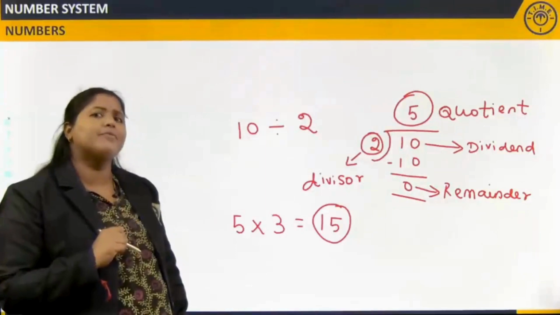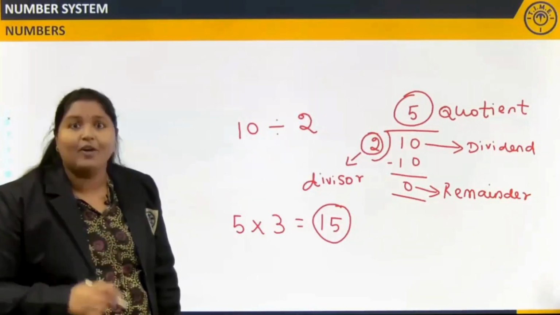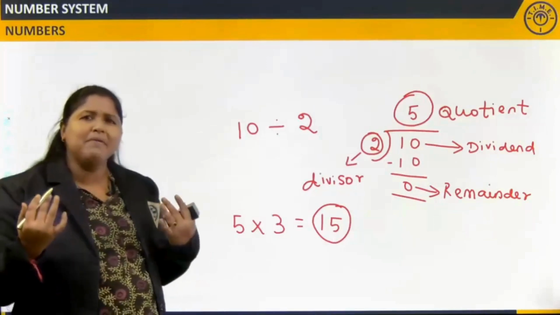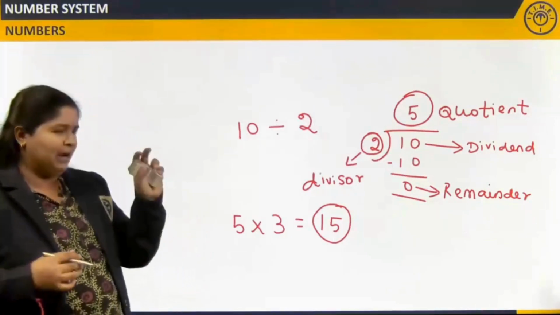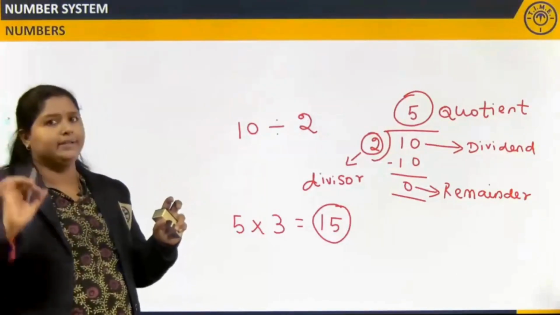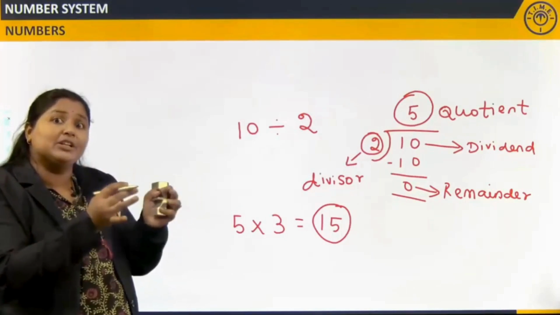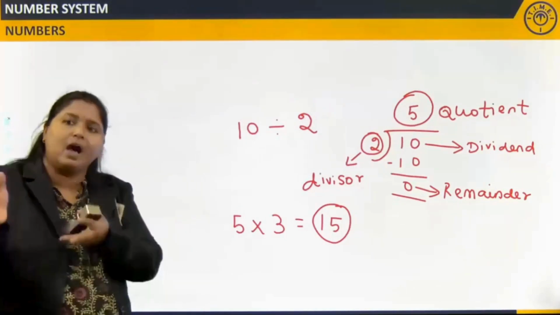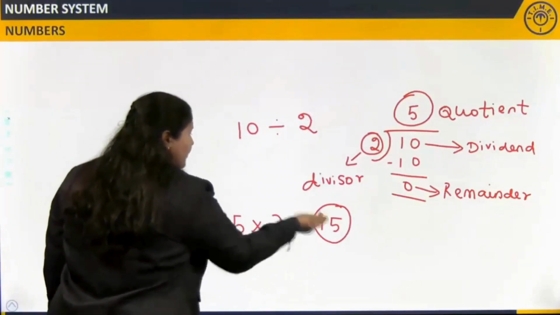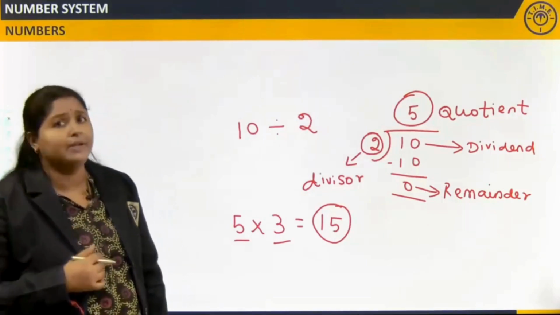What is the name for 5 and 3? What are 5 and 3 called? 5 and 3 are called factors of 15. Okay. So, what do we mean by factors? We are multiplying one number by another number to get another number. So, these two numbers which are being multiplied with each other are referred to as factors of the answer, right? So, here 5 and 3 are what? Factors of 15.